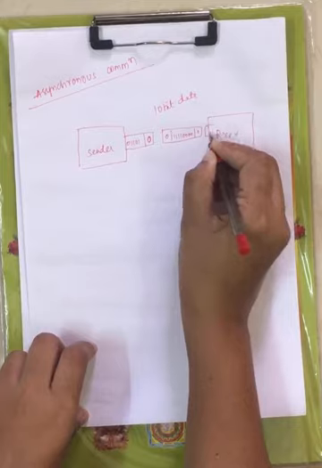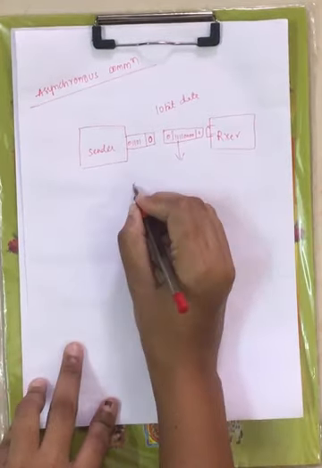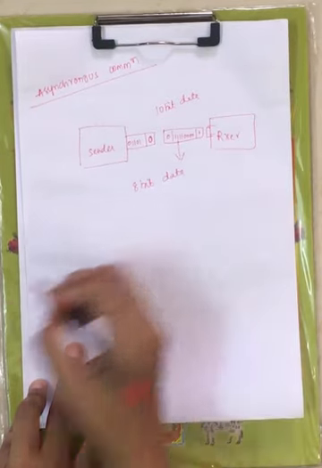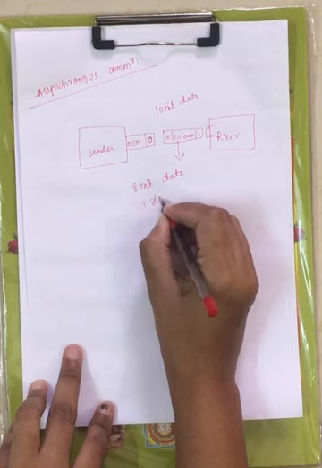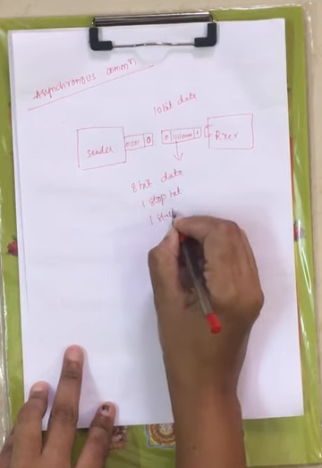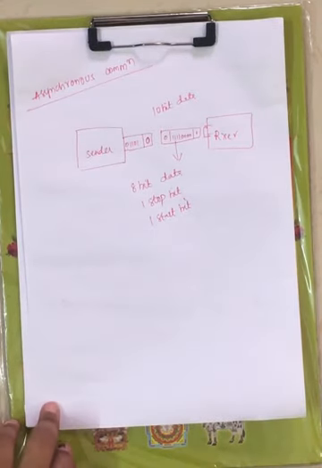And again, 1 frame, right? Now this is the 10-bit data. This includes 8-bit data that has to be transferred from transmitter to receiver, and you have 1 stop bit and 1 start bit. Total 10-bit data is transferred under asynchronous communication.